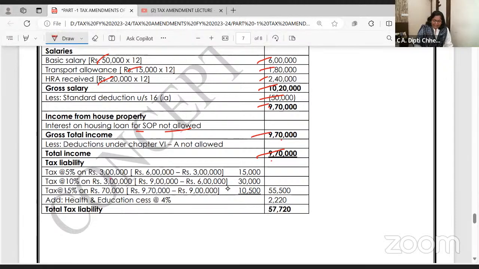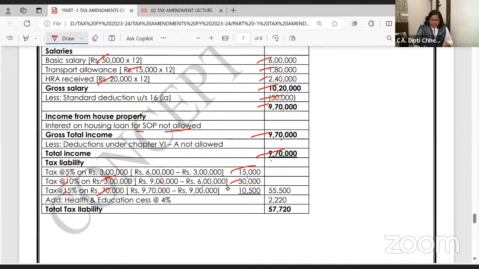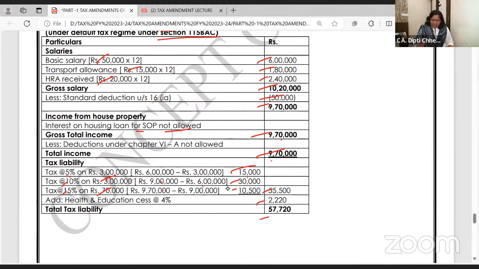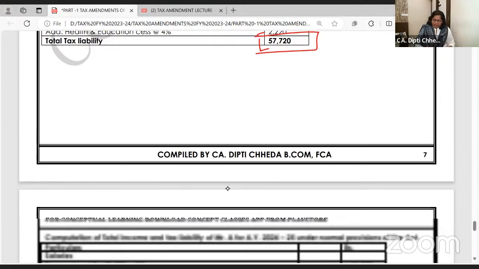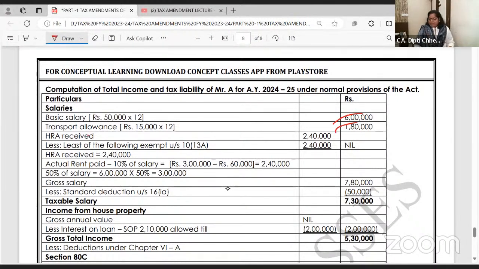Up to 3 lakh, nil. 3 lakh to 6 lakhs, next 3 lakh pay 5%, 15,000. 6 lakh to 9 lakh, next 3 lakh pay 10%, 30,000. 9 lakh to 970, on the next 70,000, 15%. So what's your tax in the default tax regime? 57,720.